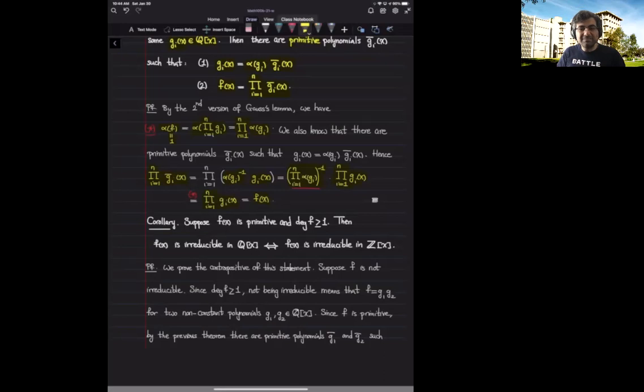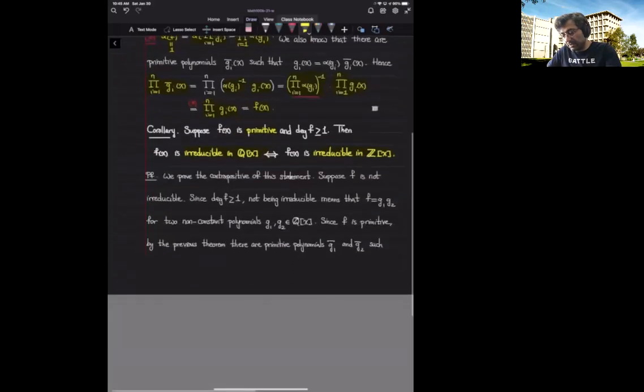If I tell you the content of a polynomial is 1 and it has positive degree, that's enough to show that irreducibility doesn't change in Q bracket x versus Z bracket x. Okay, so that's a nice corollary that we can get. So if I tell you that f is primitive, then being irreducible in Q bracket x is equivalent to being irreducible in Z bracket x. So these irreducibility properties hold for both sides.